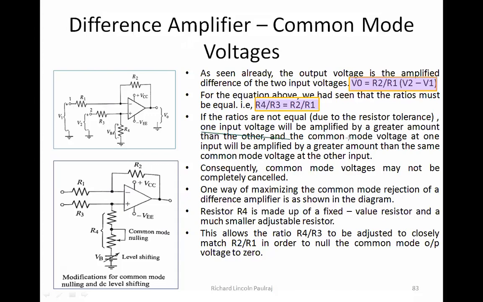One input voltage will be amplified by a greater amount than the other, and the common mode voltage at one input will be amplified by a greater amount than the same amount of common mode voltage at the other input. So what is happening here? Voltages across the inverting terminal and the non-inverting terminal are going to be different, just because of these resistance combinations R1, R2, R3, and R4.